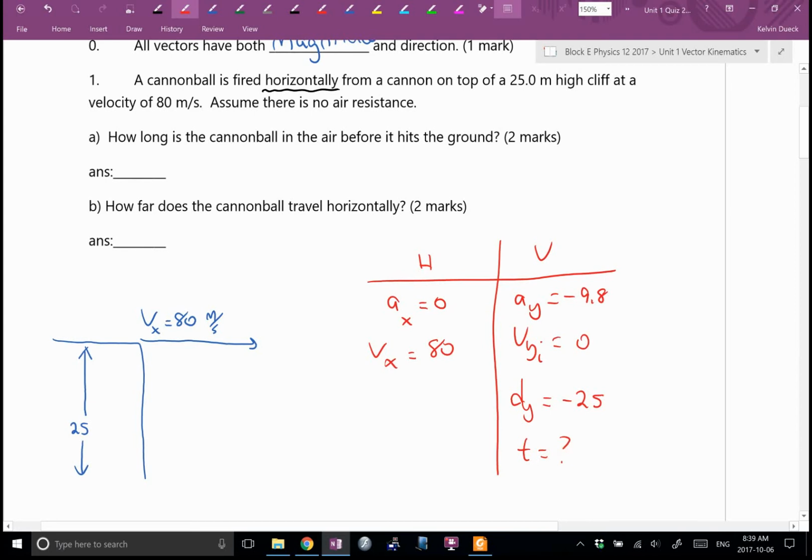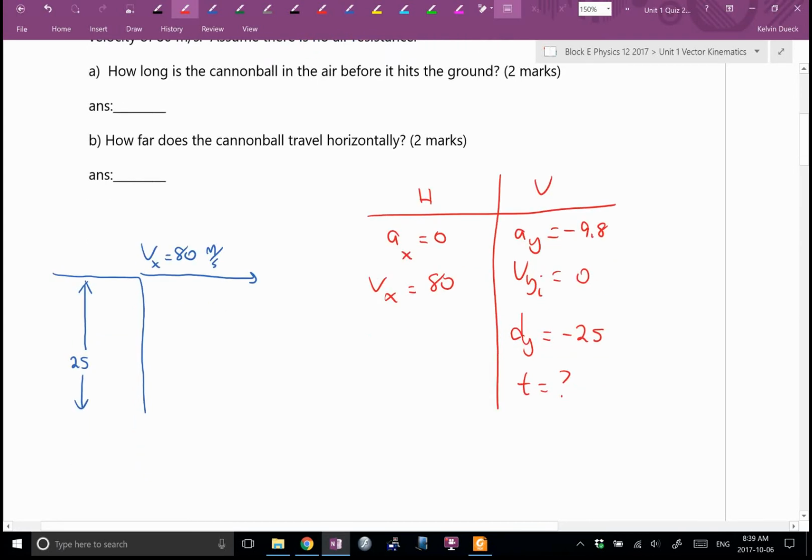I'm going to find time this way. I'm looking for an equation that has A, V, D, and T in it. There is one. It's really D equals VIT plus a half AT squared, but what's VI? I'll take that. If I want to get the T by itself, it's going to be 2 times D divided by A square rooted.